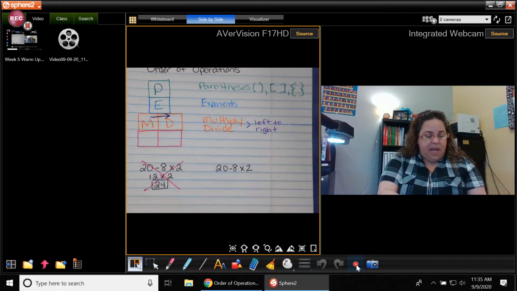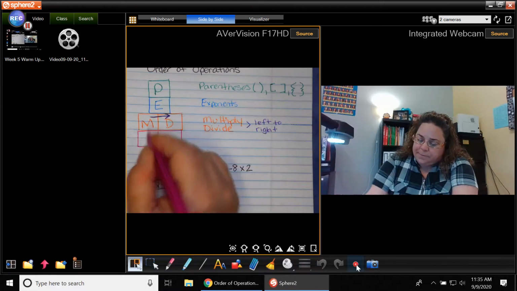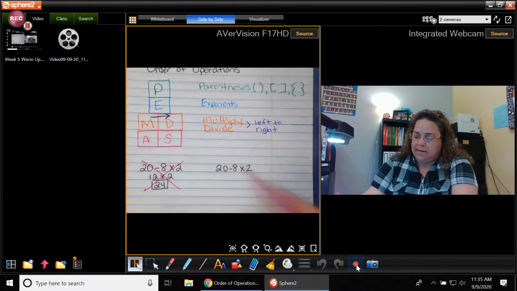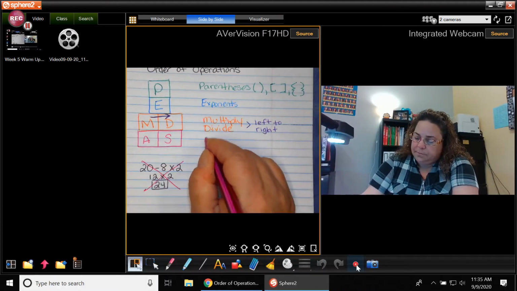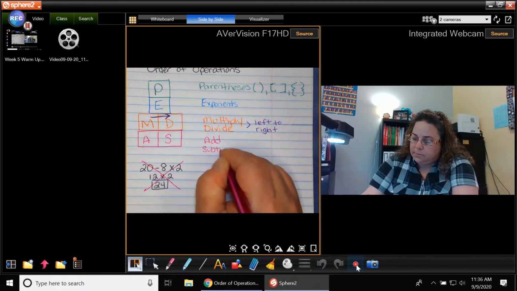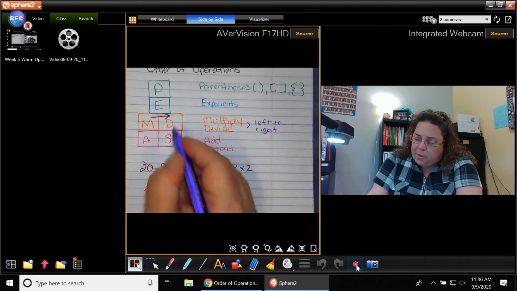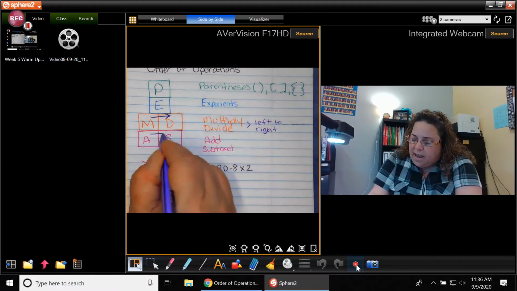And then for the pink boxes, we've got add and subtract. And again, that is another one where we're going to have that left to right arrow. Left to right.